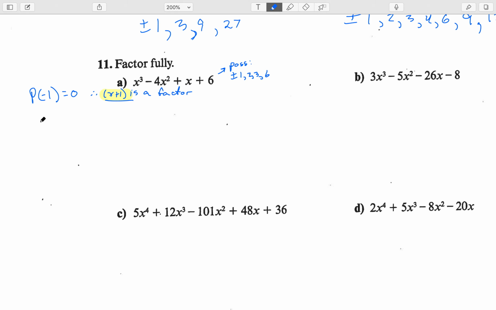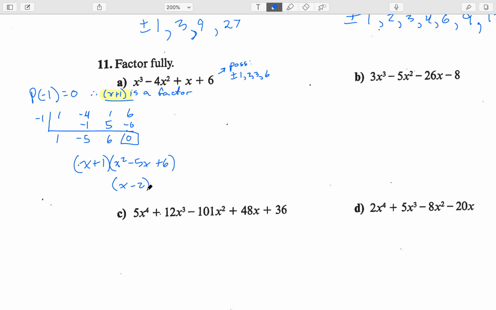So let's divide it in by synthetic division. So 1, negative 4, 1, 6. Okay, so 1 comes down. Negative 1, add them up, negative 5. Positive 5, add them up, 6. Negative 6, add them up, 0. Good. I know this has got to be 0. It's my remainder. So in other words, the polynomial is going to be x plus 1, there's my first factor, and here's the other one, x squared minus 5x plus 6. I recognize this. This is a trinomial: x minus 2, x minus 3.